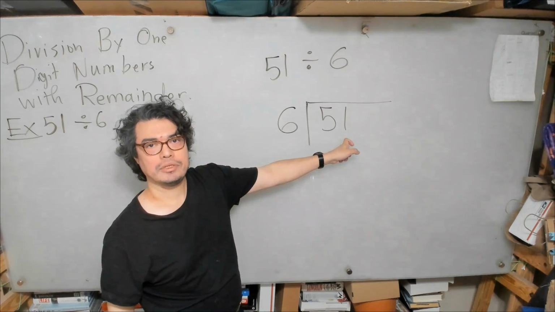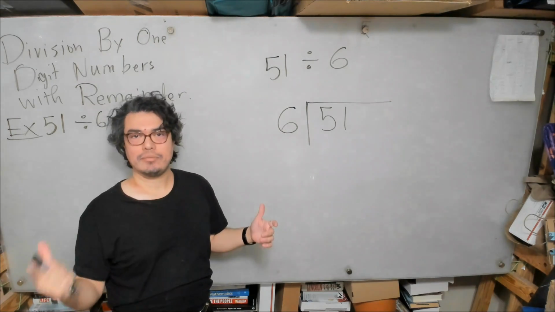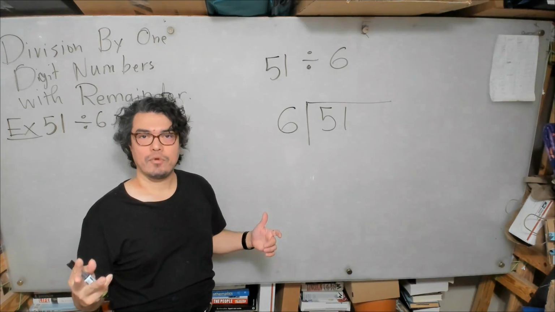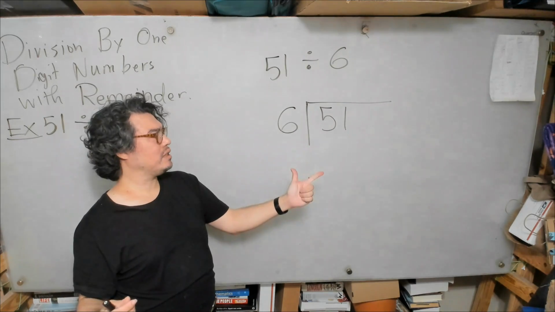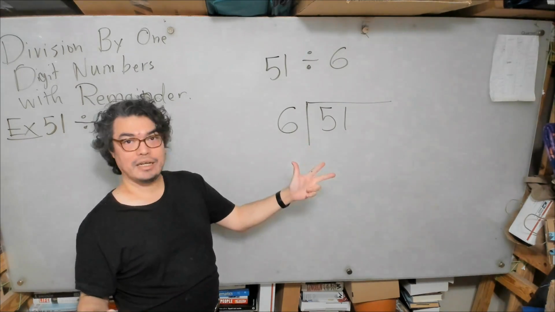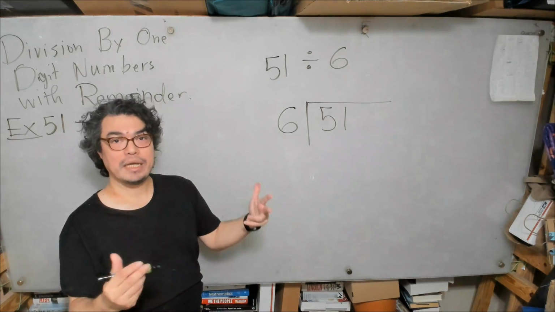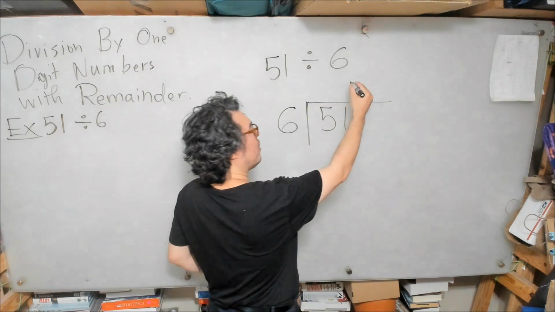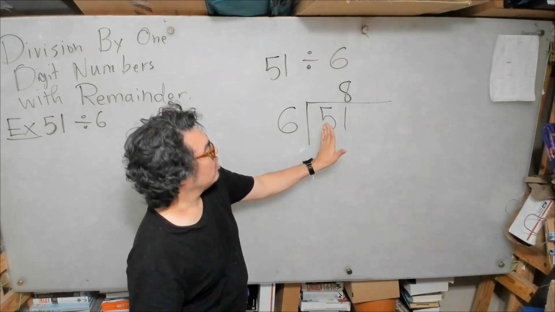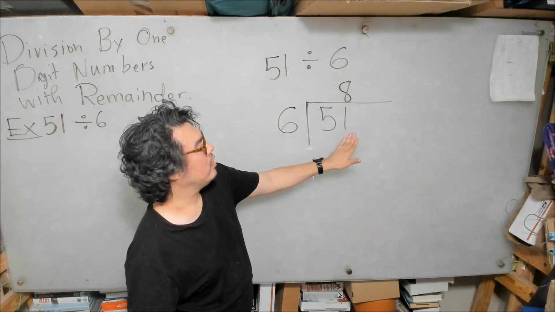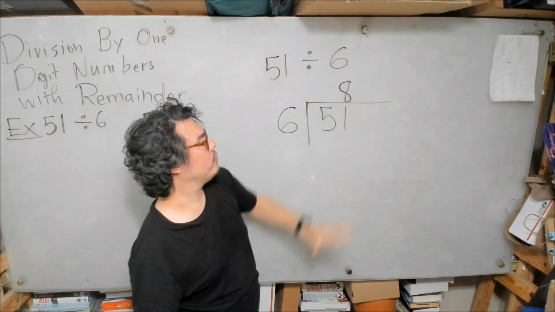And how many times? So we look at our multiplication table, right? 6 times 1 is 6, 6 times 2 is 12, 6 times 3 is 18, 6 times 4 is 24, 6 times 5 is 30, 6 times 6 is 36, 6 times 7 is 42, 6 times 8 is 48, 6 times 9 is 54. 6 times 8 was 48. That was the biggest one, right? So we put our 8 there to state that the 8 times the 6 went into 51. I didn't put the 8 over the 5. I put it over the 1, right?